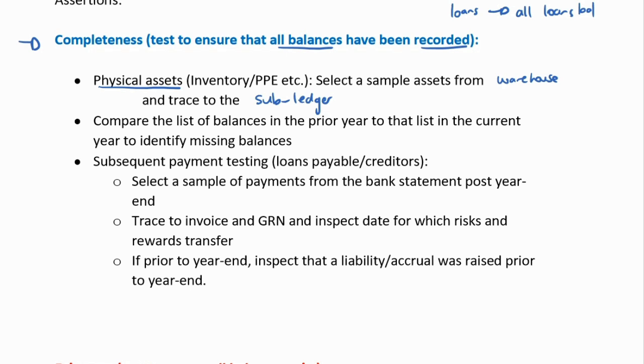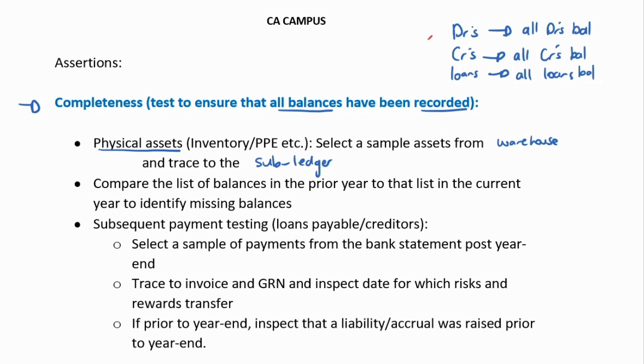If I don't have a physical item, so I've got something like debtors or creditors or loans where I don't have a physical item to be able to check, then the best way I can test for completeness is to compare the list that makes up that balance in the prior year to the list that makes up that balance in the current year to identify any missing balances in the current year which could have been settled and therefore makes sense that they're not there, but also could have been left out in error.